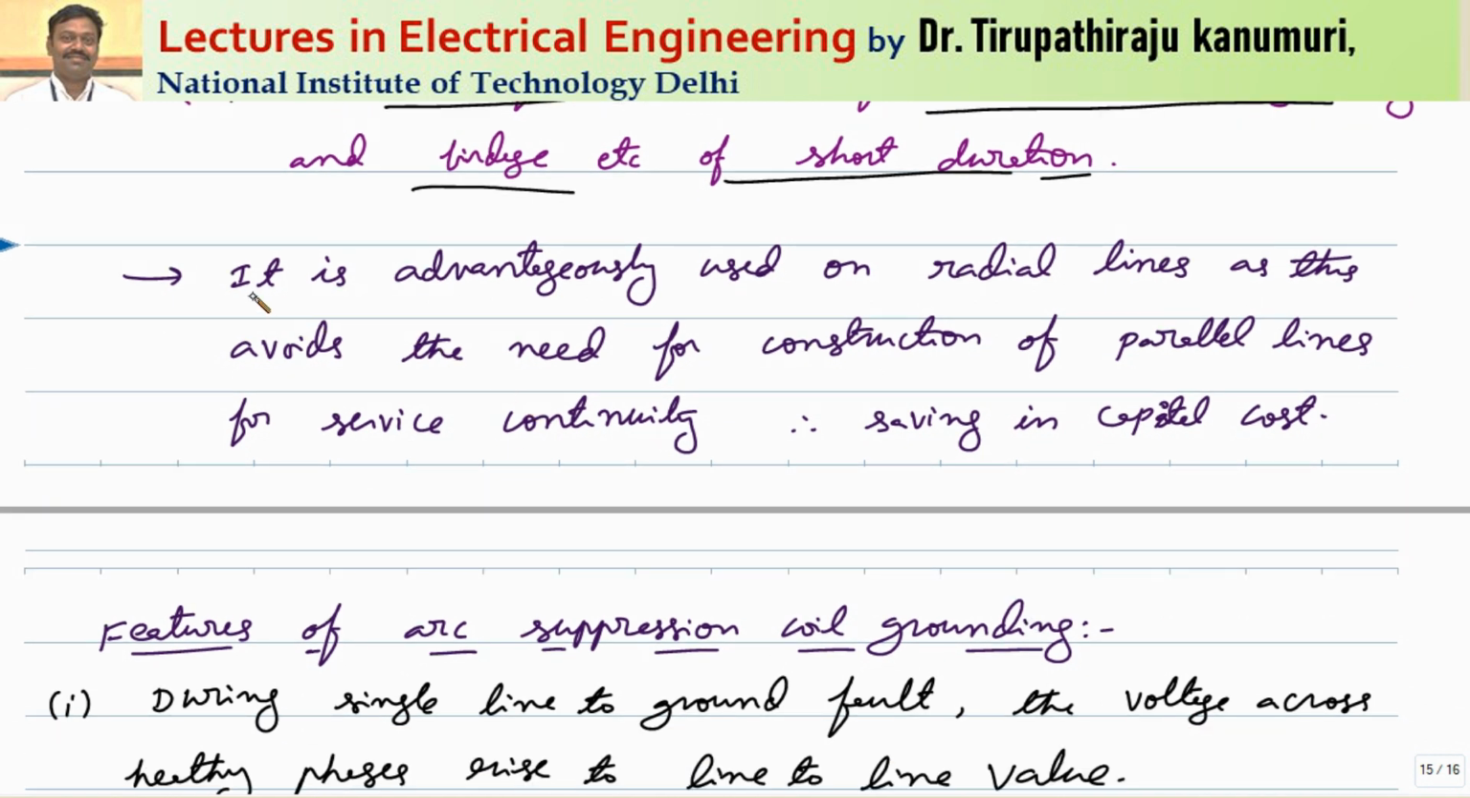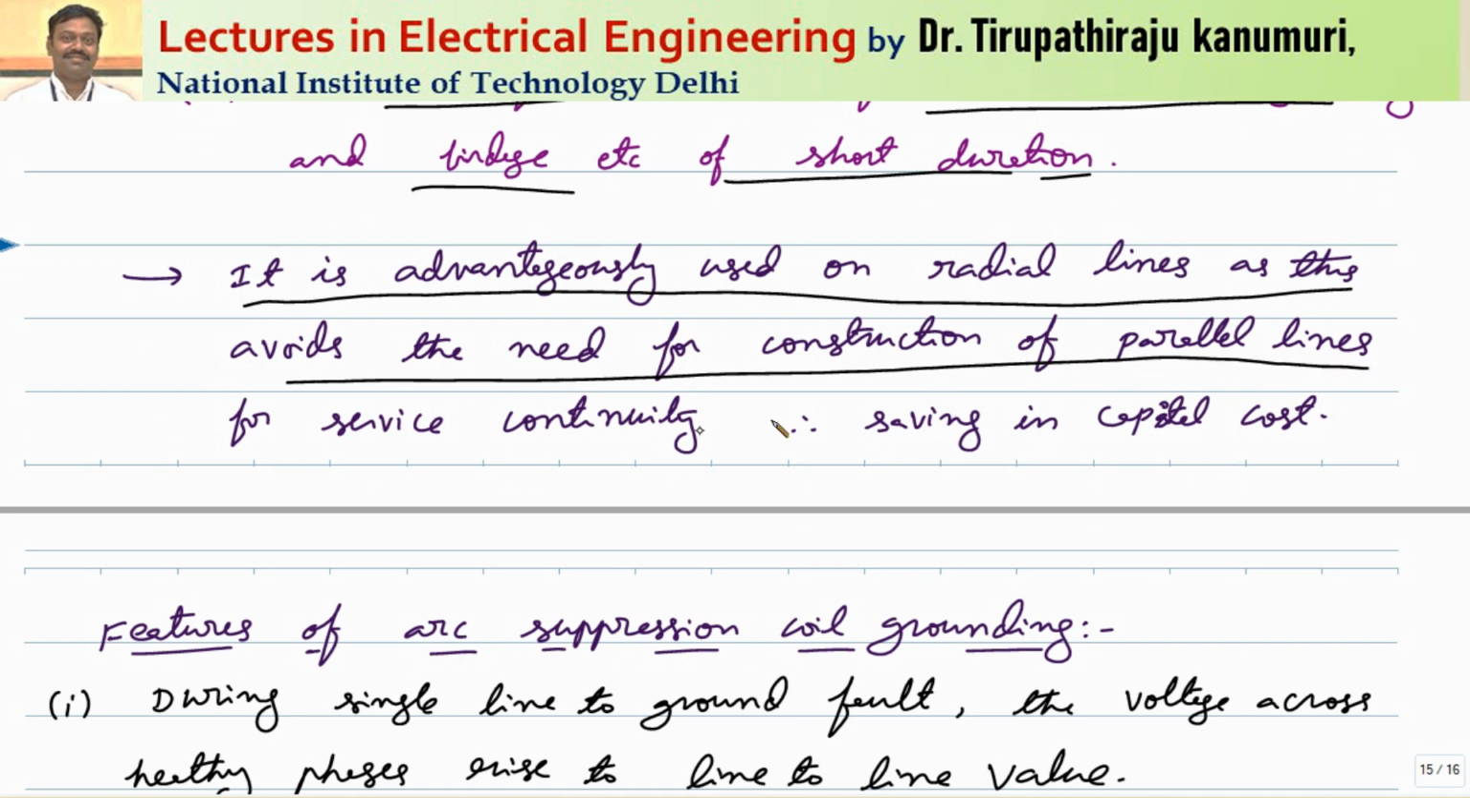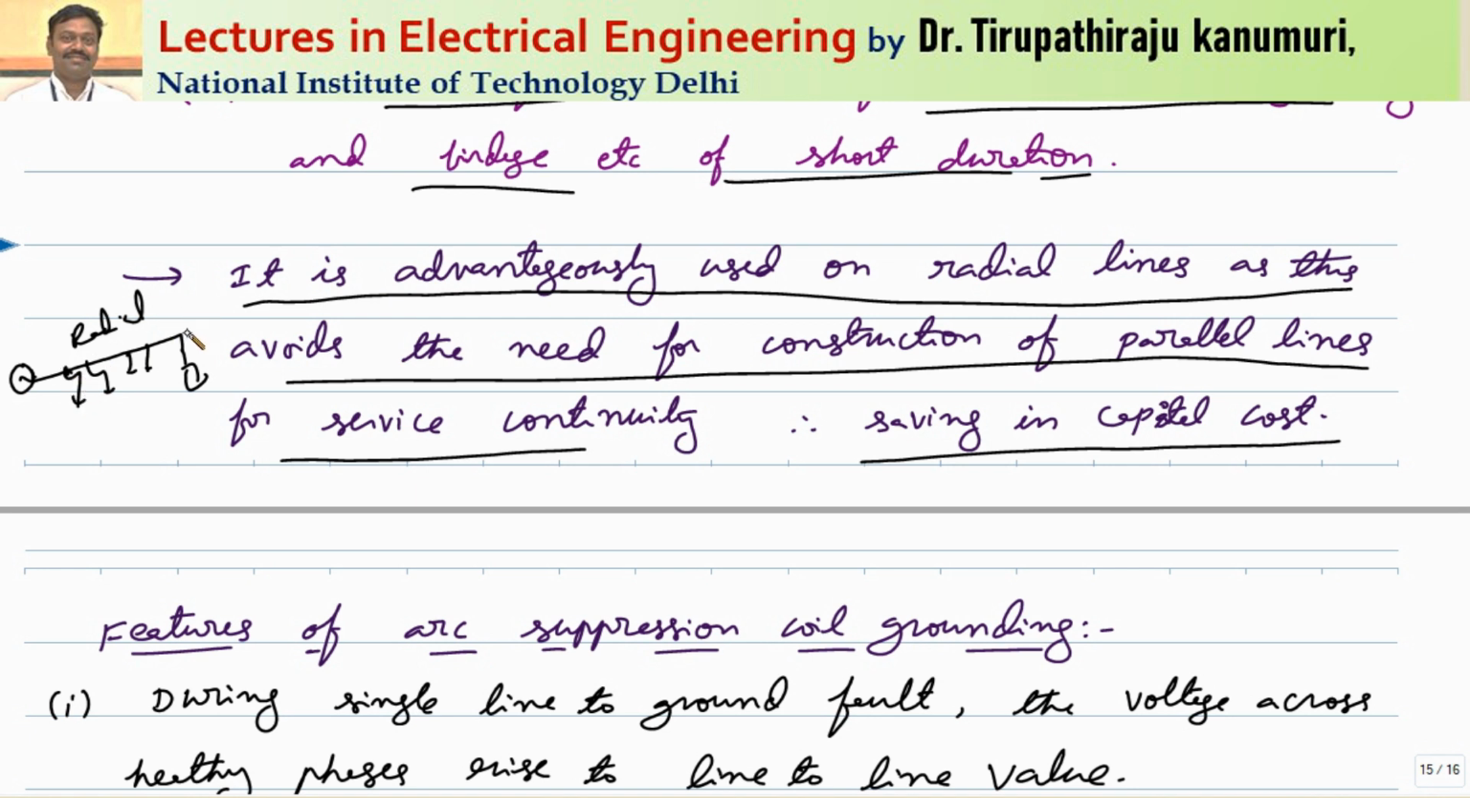So what is the application of this one? It is advantageously used on the radial lines as this avoids the need for construction of parallel lines for service continuity. So because of this, the capital cost is saved. What does it mean? Generally, let us take for example, there is a line and there is some load here. So this load is connected by a single line. That means in between some tappings are taken. So this is called the radial line. So let us assume if the fault happens at any one point, this entire line will be disconnected. That means no power will reach your load. So that is the disadvantage in the radial line.